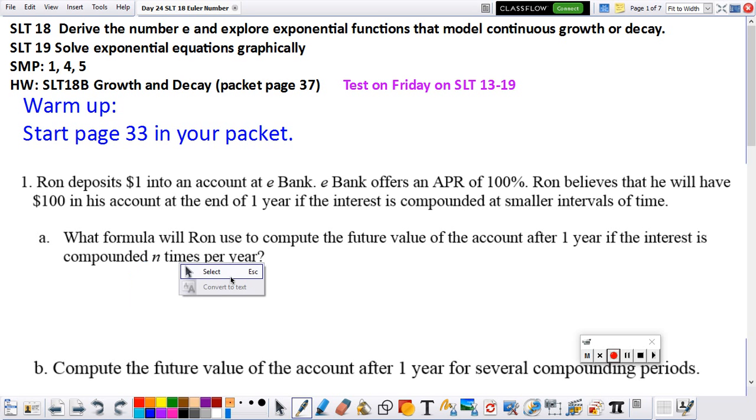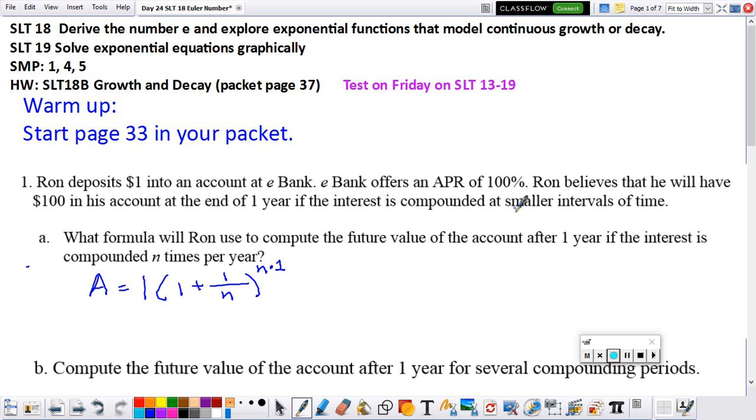So we are going to use our formula for future value. We're going to start with his amount will equal, well, his principal is just $1, so we're just going to put a 1 here. And then we've got 1 plus, and he's getting 100% interest, so that's fabulous. I'm going to put 1 up here because that's 100% as a decimal. And we're going to compute n times per year, and so we're going to raise it to the power nt, which is just going to be n, and then number of years is just 1. So here's the formula we're going to use.